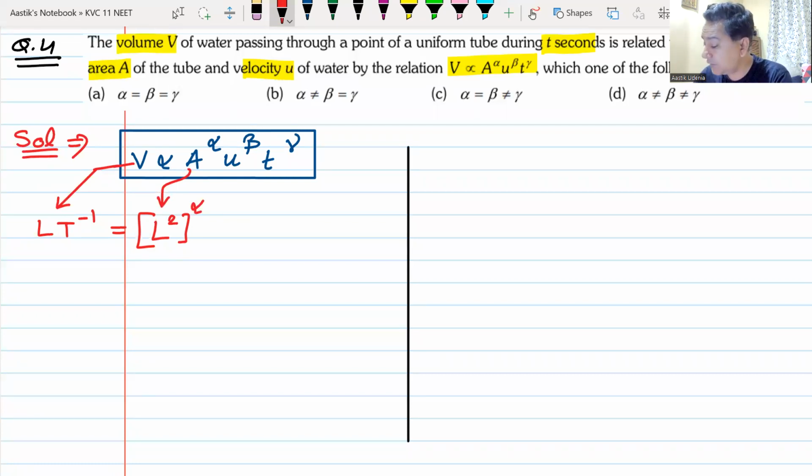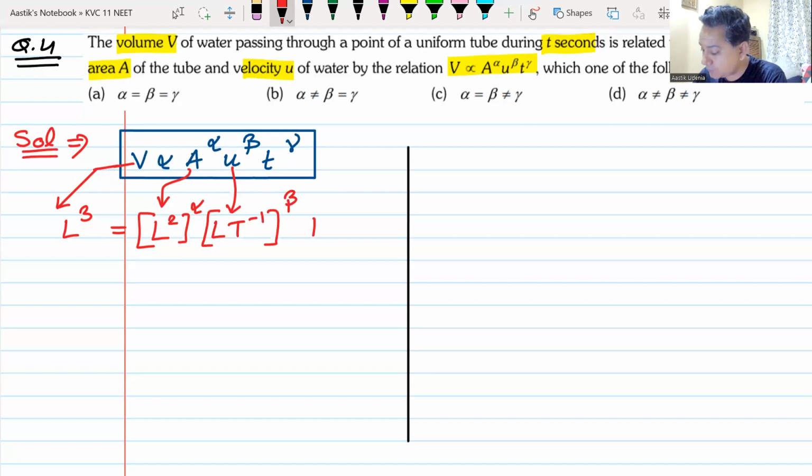Oh, this V is not speed, it is volume, sorry, mistake. So this would be L cubed. Sorry, mistake from my side. As soon as I saw U, I understood that I made a mistake. Okay, U is velocity. So the dimension is LT minus 1 raised to the power of beta.